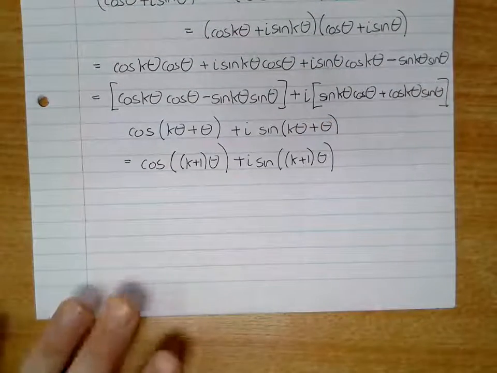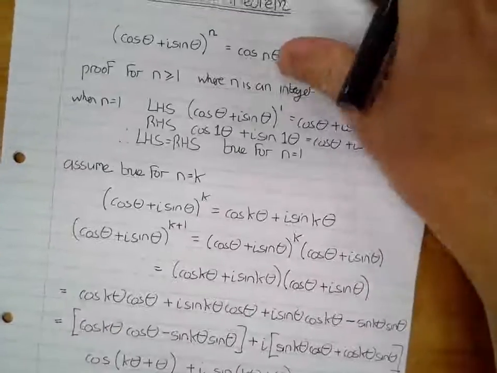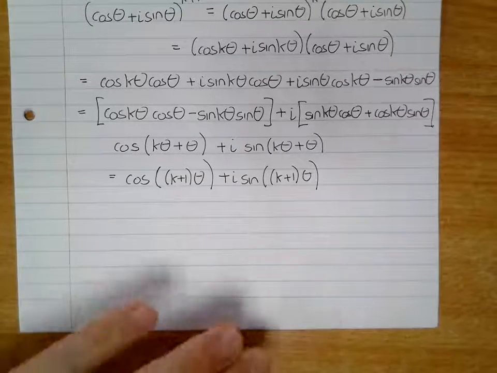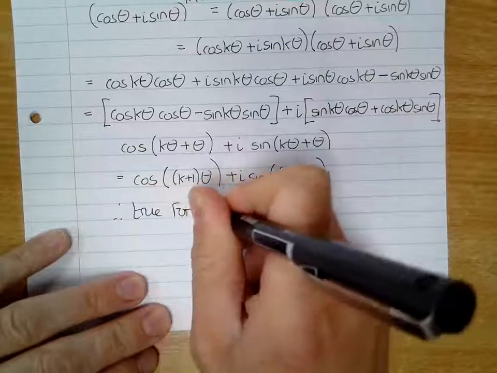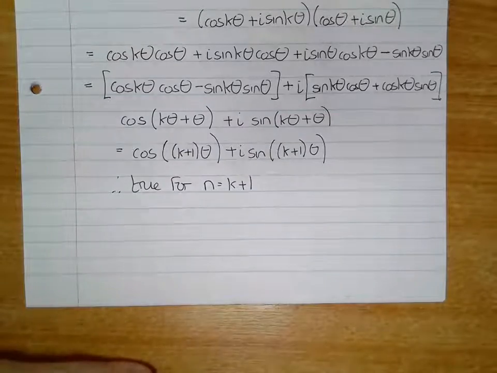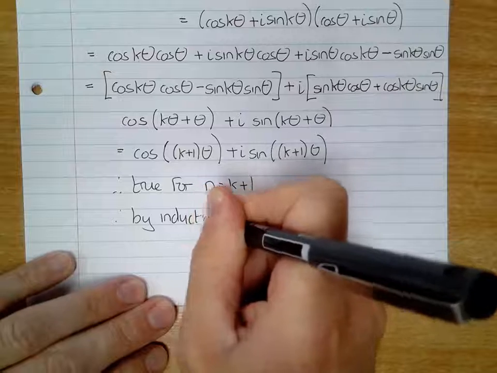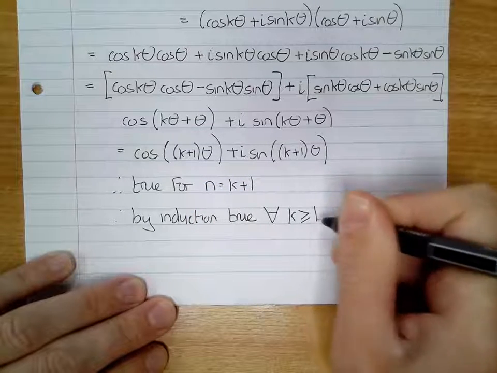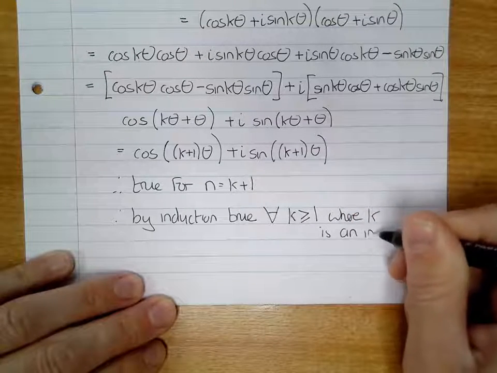And we are done. We have started with cos theta plus I sine theta to the power of k plus 1. And we've ended up with cos of k plus 1 theta plus I sine of k plus 1 theta. So we can now say, therefore, it is true for n equals k plus 1. Okay. Therefore, by induction, true for all k greater than or equal to 1, where k is an integer.